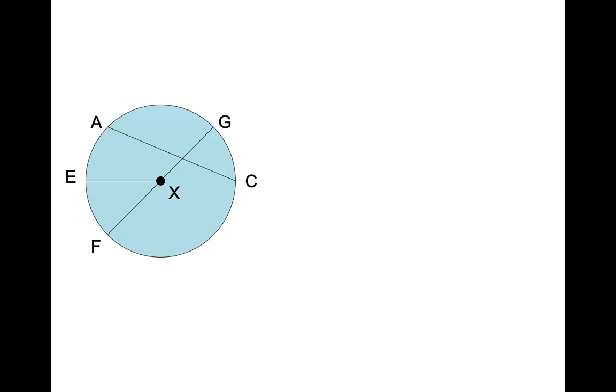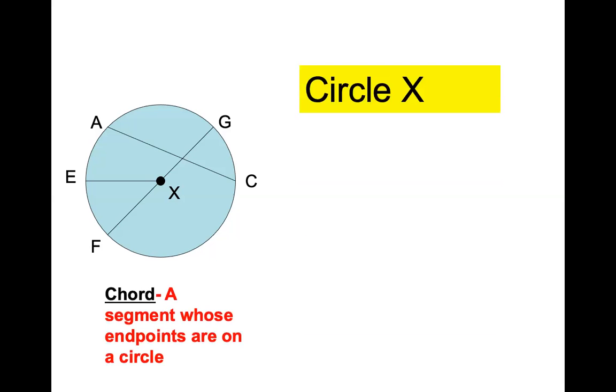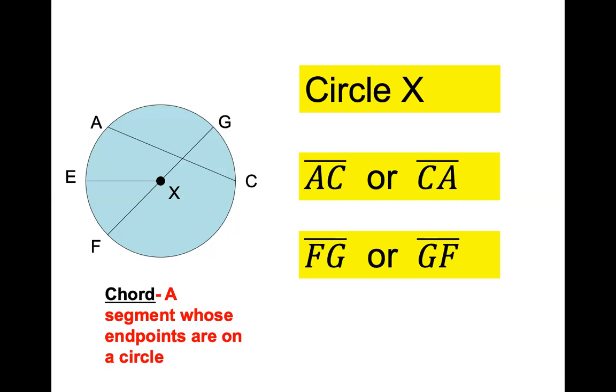So how many chords are there? There's 2, right? FG, or if you want to call it GF, that's the same chord, and AC or CA. Those are your chords. So on circle X, there are 2 chords. You're like, wait, there's 4. Yeah, because AC could also be written CA. Is that point clear? All right. Anybody know what EX actually is? So we're going to learn something today.